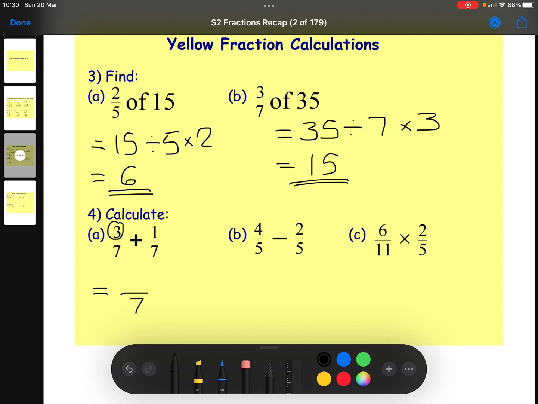We add our 2 numerators together, perform the calculation that's in the middle. 3 plus 1 is 4, so we've got 4 over 7. For B, we've got the common denominator again, so that stays as 5.